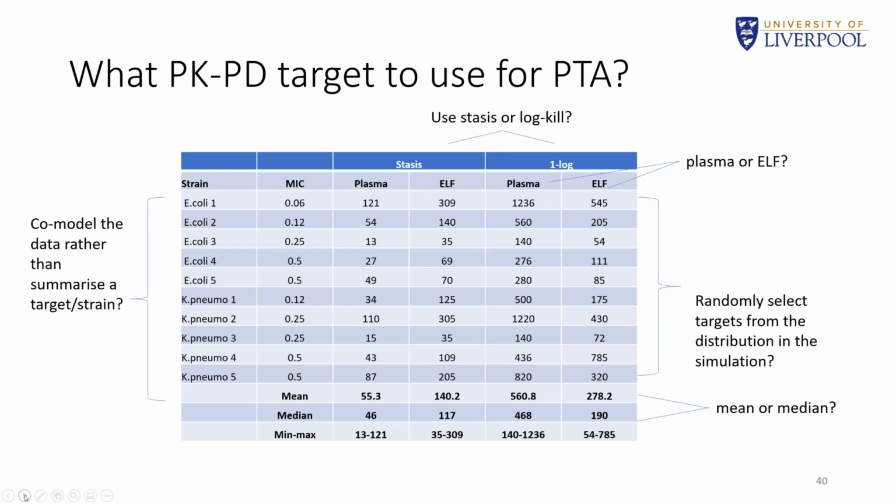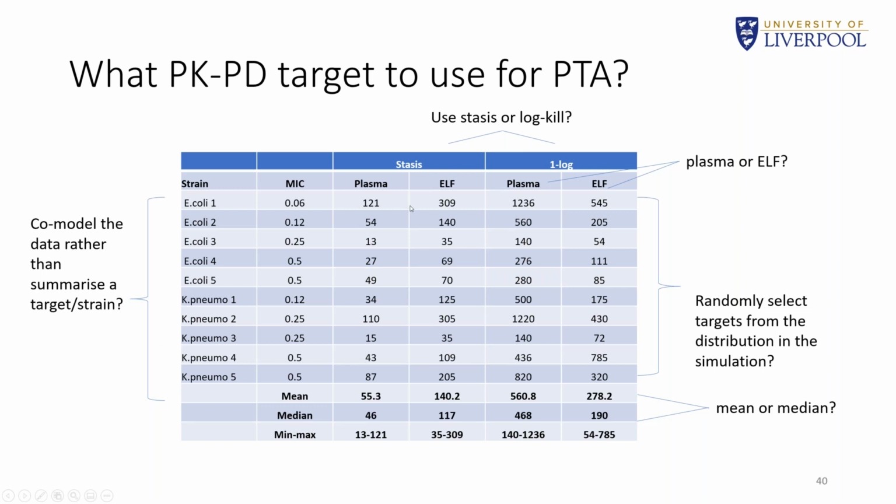So I'm going to come back now to something I mentioned earlier in the presentation, which is the question of what PK/PD target we want to use for PTA analysis. This is an entirely made-up example. In this example, studies have been conducted in the mouse neutropenic thigh model, and 5 E. coli strains and 5 Klebsiella pneumoniae strains have been used. There's varying MIC, and the strains are a mix of wild type and those exhibiting resistance mechanisms.